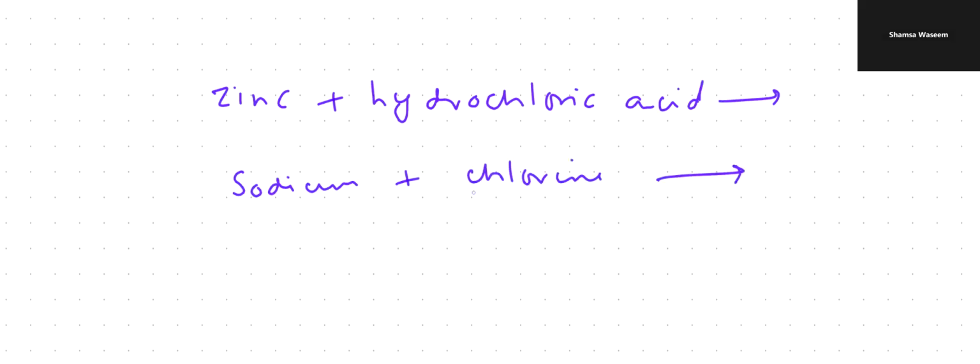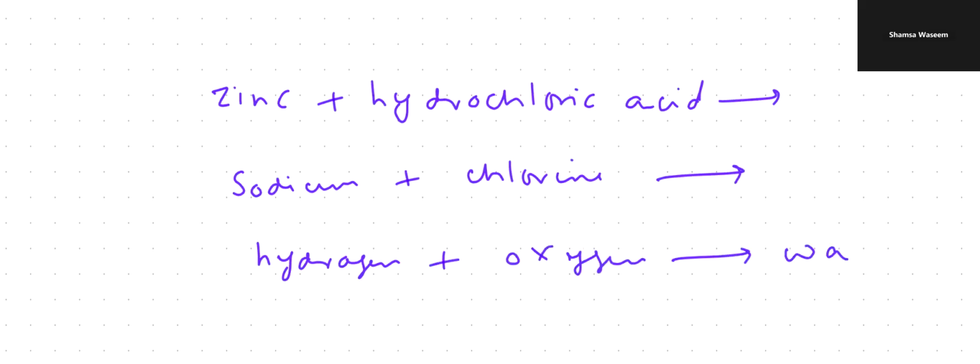I'm going to write down sodium plus chlorine. It's going to give us sodium chloride. Make sure that you take care of diatomic molecules. Hydrogen plus oxygen is going to give us water. Water, you know what its formula is. So side by side, you could write down the symbolic equation, okay? So here I'm going to get zinc chloride plus hydrogen gas, right?